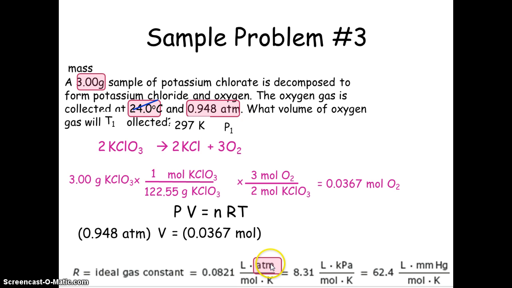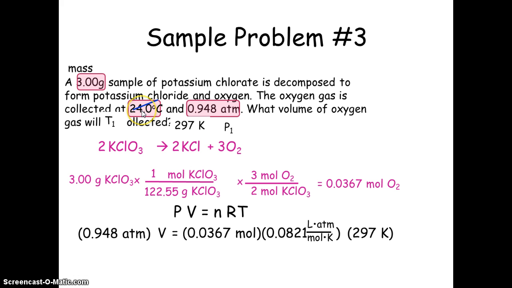So we want to look at atmospheres. The gas constant is going to be 0.0821. And temperature, after we've converted to Kelvin, it's going to be 297 Kelvin. That's 24 plus 273. So now all that's left is to solve for V. Multiply everything on this side together, and we get 0.948 times the volume is equal to 0.895. Divide both sides by 0.948, and we end up with volume is equal to 0.944 liters.